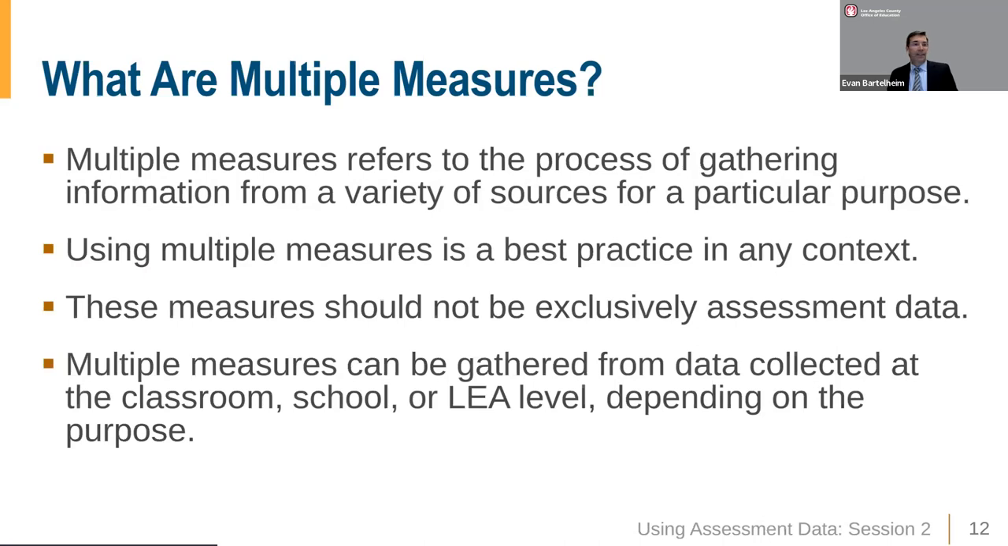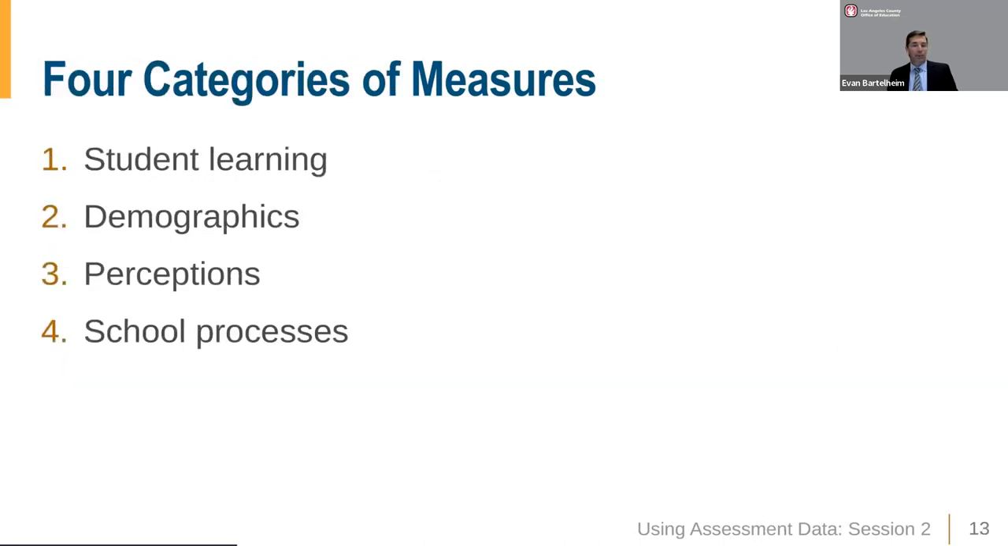Next slide, please. So one of the sources that we frequently cite is Victoria Bernhardt, whose definition of multiple measures is definitely a great source. It's been 20 plus years since she published it, but it's still really helpful. And so she cites four major categories of data: student learning, demographics, perceptions, and school processes. So student learning data describes the results of our educational system through things like classroom formative assessments, summative assessments, projects, performance tasks, grades. These are all measures of student learning.